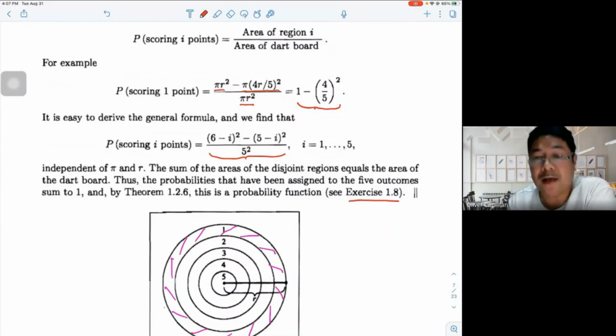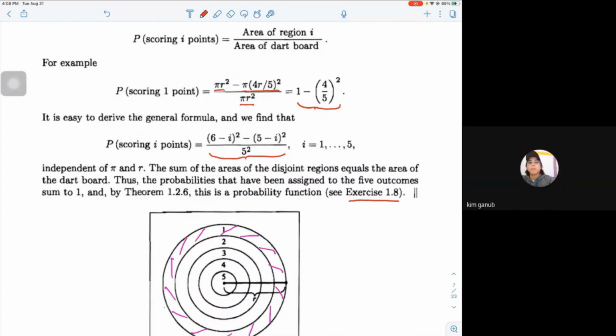It's actually exercise 1.8. So I hope that you try to check that this defined function P is a probability function. We do not know, maybe this problem will come out in your exam. Okay? Is that clear?